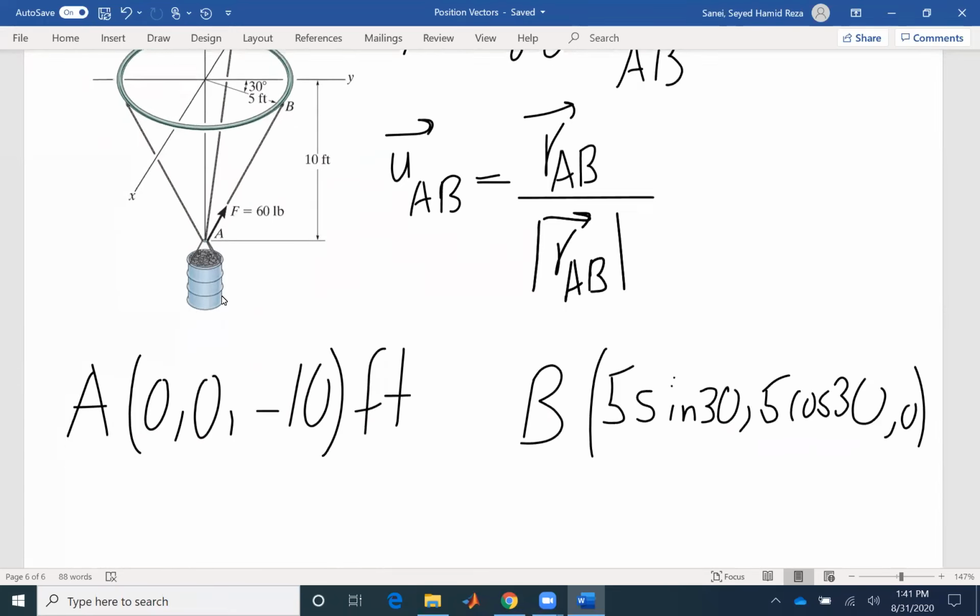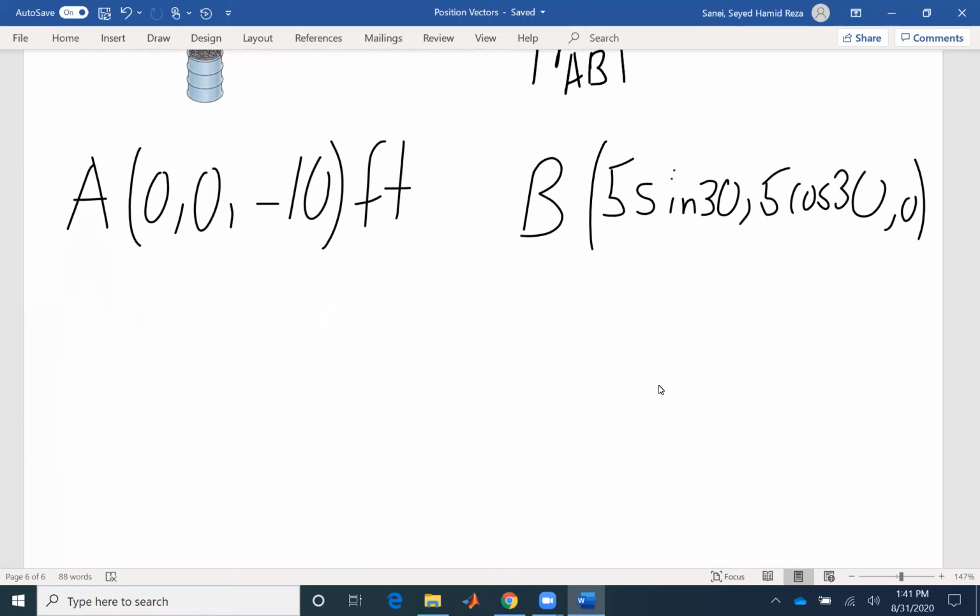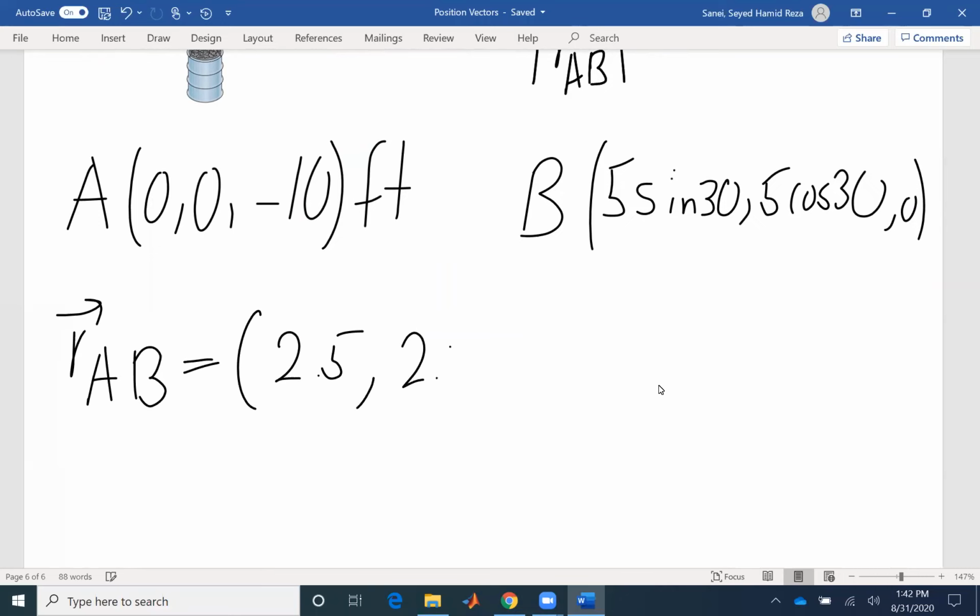So we wanted to find RAB, the coordinate of B minus the coordinate of A. So that would be 2.5, 2.5 square root of 3, and then 0 minus -10 would be +10. So if I want to write RAB, that would be 2.5, 2.5 square root of 3, and 10.